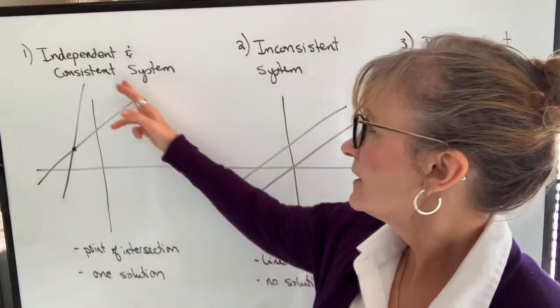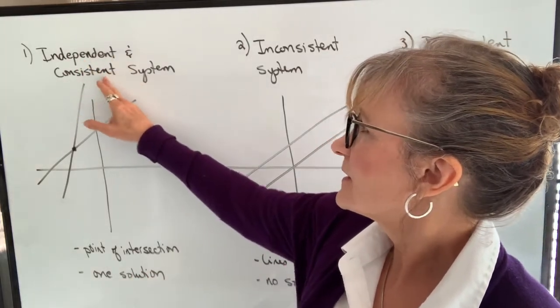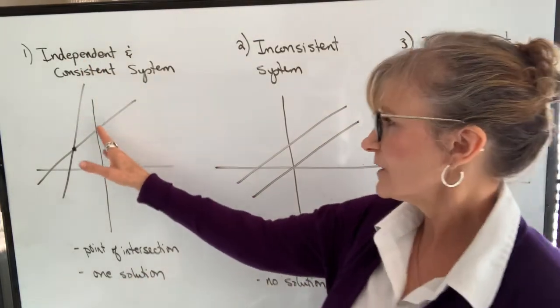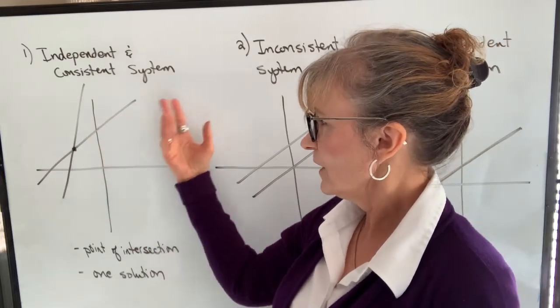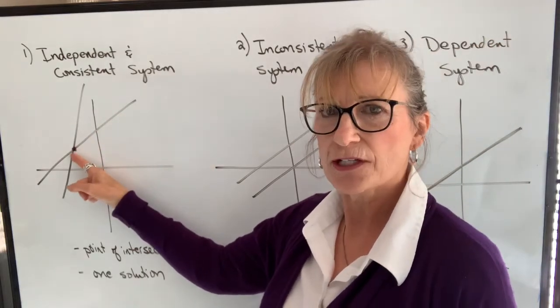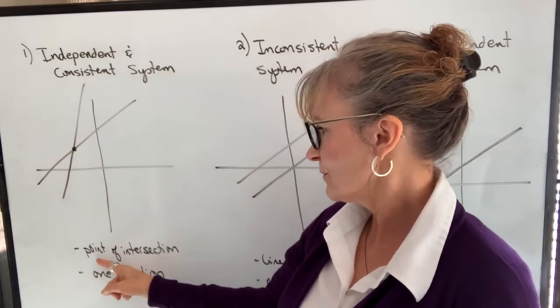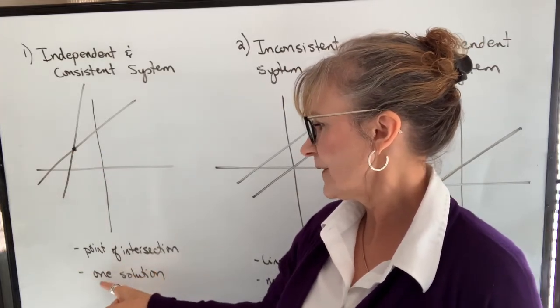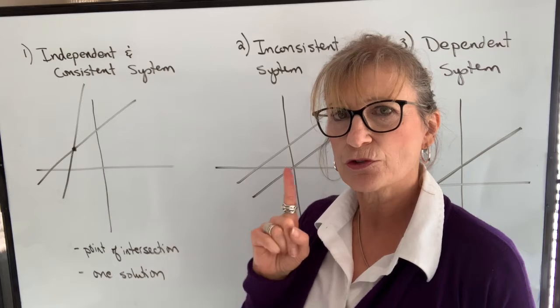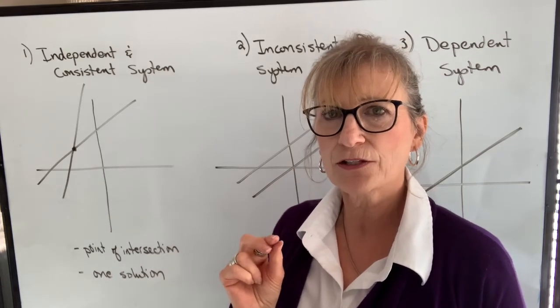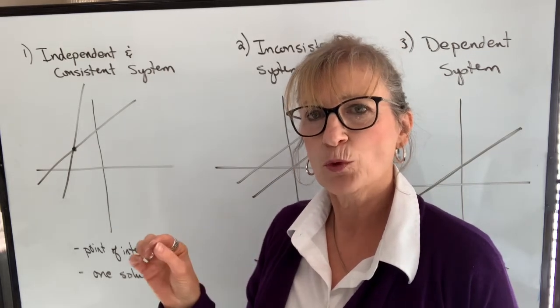The first is you have an independent and consistent system, which means that if you were to graph those two lines, they would intersect in one point. So there's a point of intersection, and that point of intersection would be the solution. So there's only one solution. There's only one set of values that will satisfy both equations.